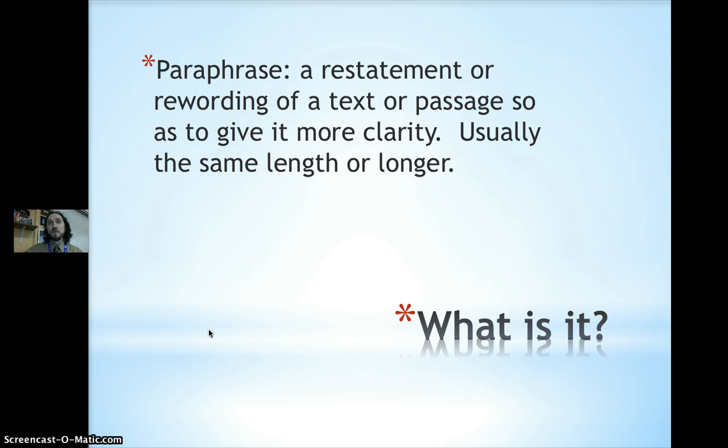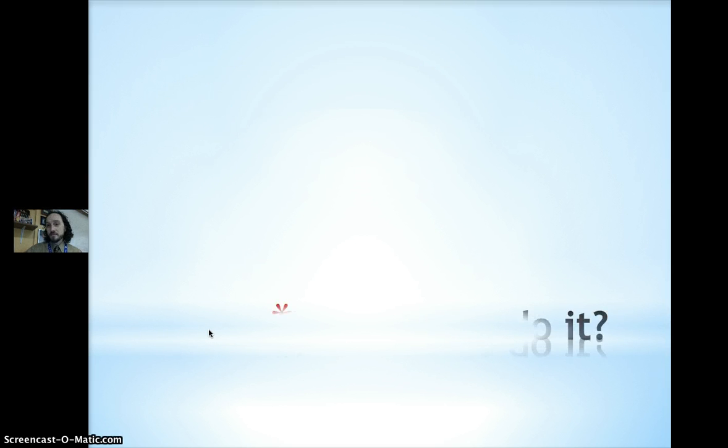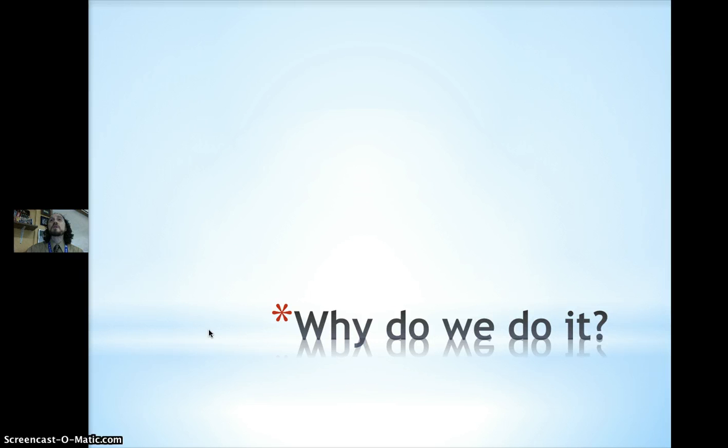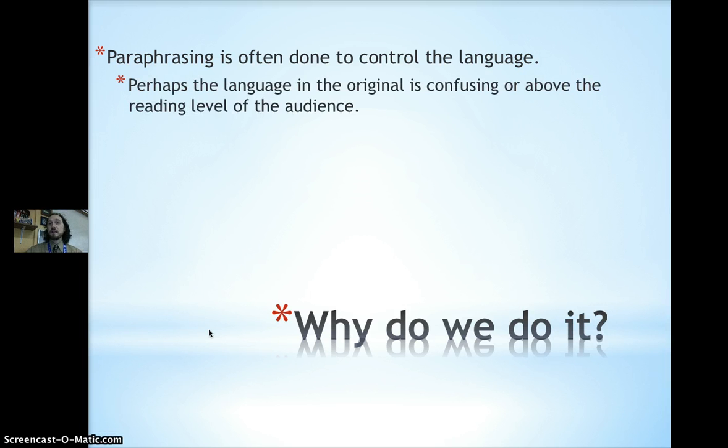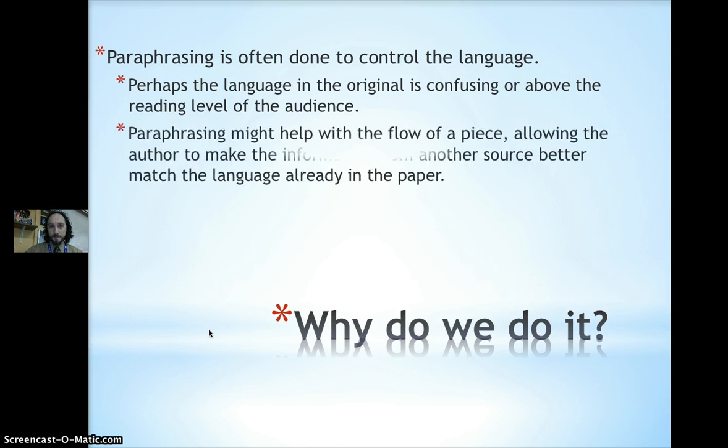And you might say, well, if it's the same length, why would I want to do that? Well, let's figure that out. Why would you want to reword something if it's going to be the same length? Well, paraphrasing is often done to control the language. You choose the words. Perhaps the language in the original is confusing or above the reading level of the audience, so it makes it more accessible.